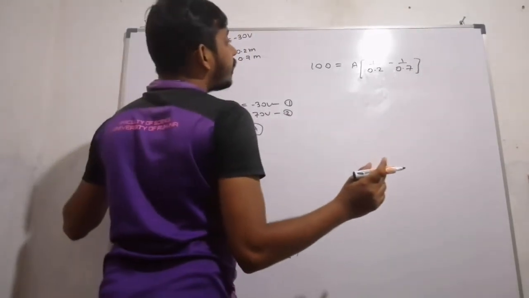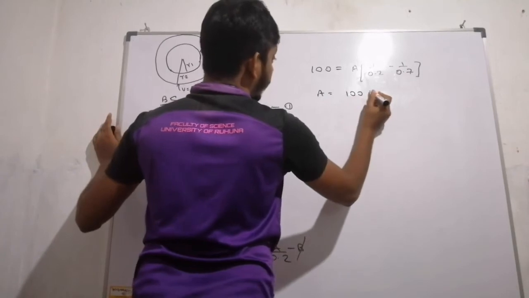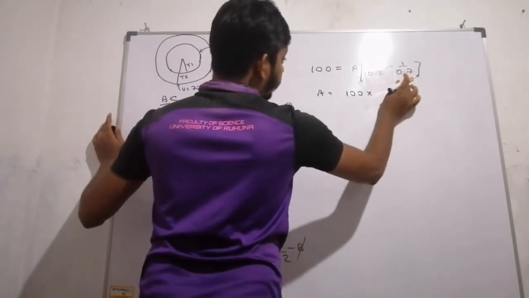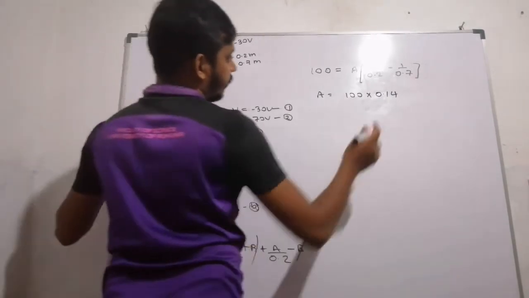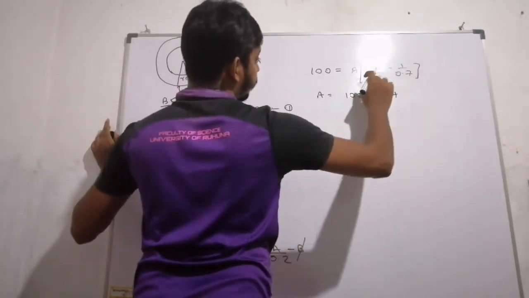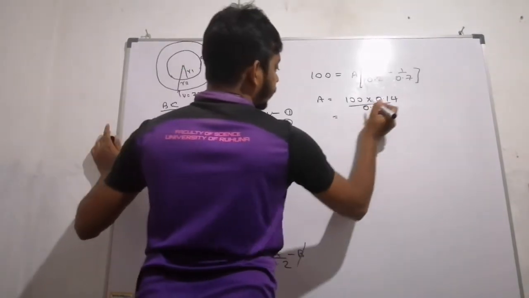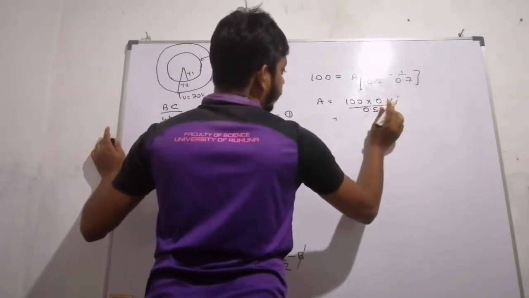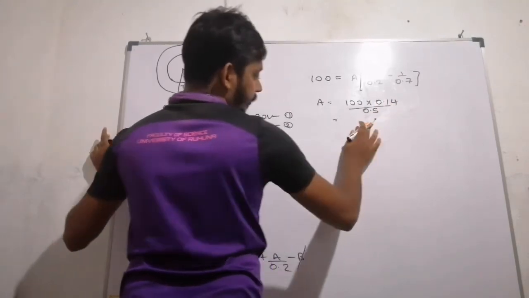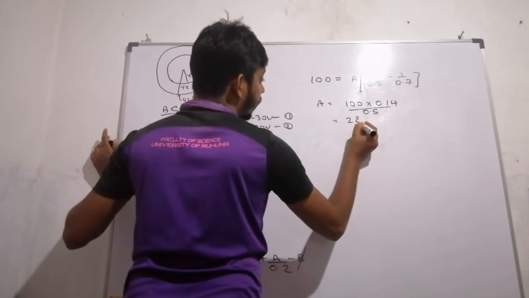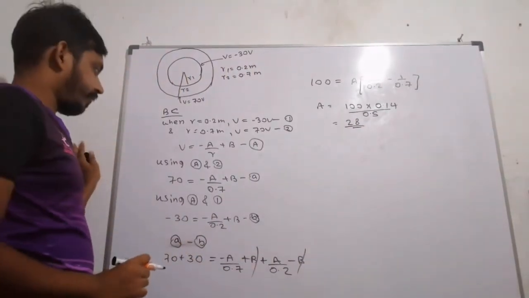Okay. Let me simplify this. A equals 100 times 0.2 times 0.7, which means 0.14. Then 0.7 minus 0.2 means 0.5. Then 100 multiplied by 0.14 means 14. 14 divided by 0.5 means 28. Okay, do you get it?